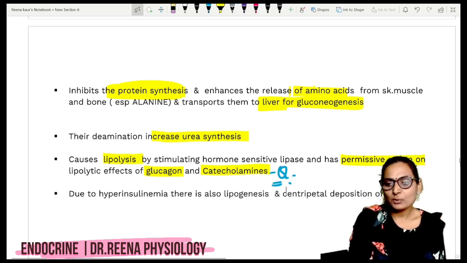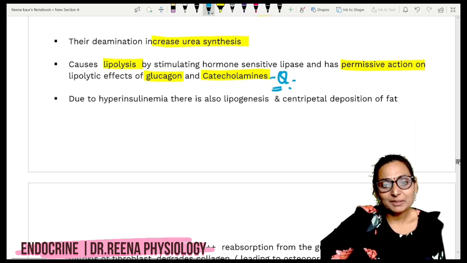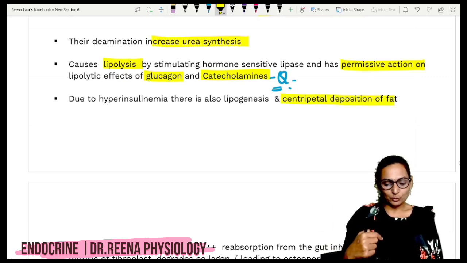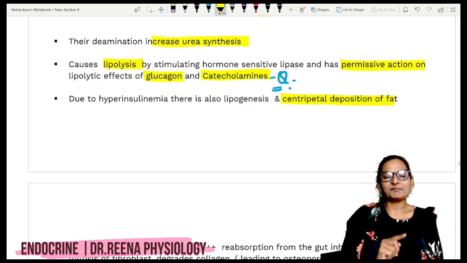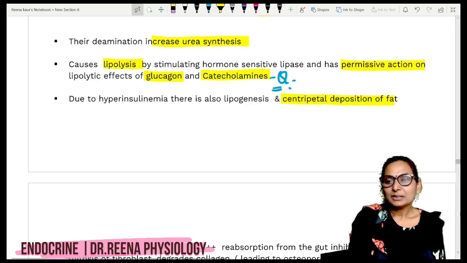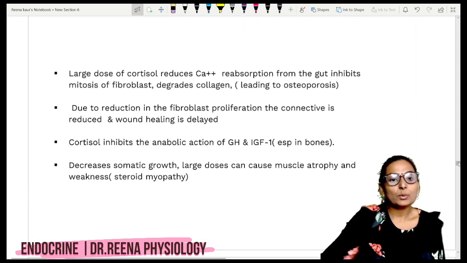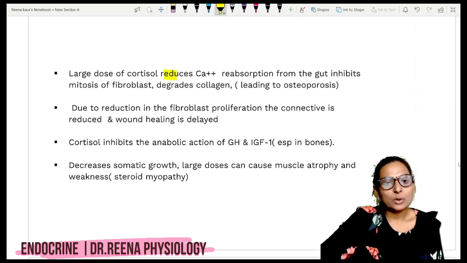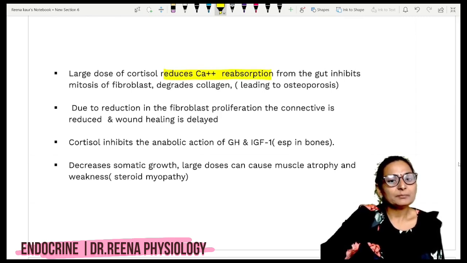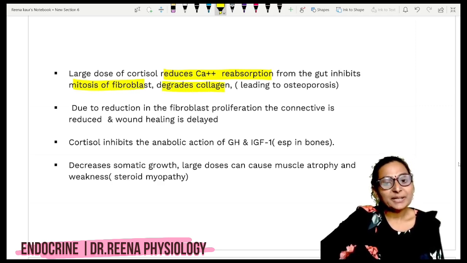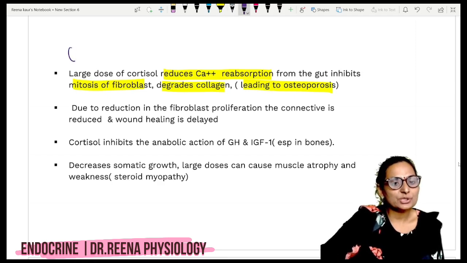Now there is also lipogenesis, but very important is the centripetal deposition of fat. You can see that in Cushing syndrome, there is a moon-like face and centripetal obesity. So centripetal deposition of fat is a very, very important characteristic of cortisol. Then a large amount of cortisol is going to have a decreased effect on calcium reabsorption. It also inhibits the mitosis of fibroblasts, degrades collagen, and predisposes to osteoporosis. This was also an MCQ for you.